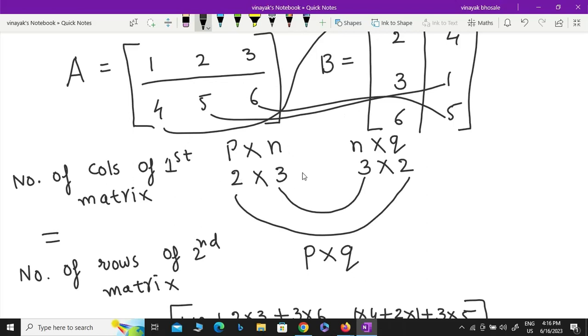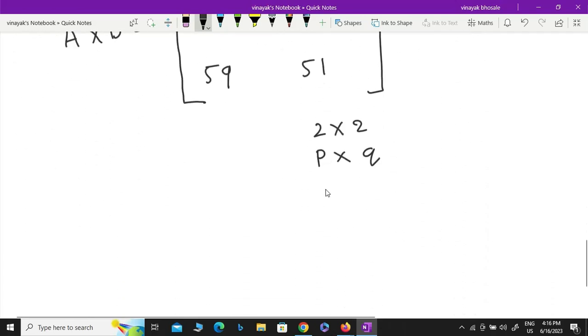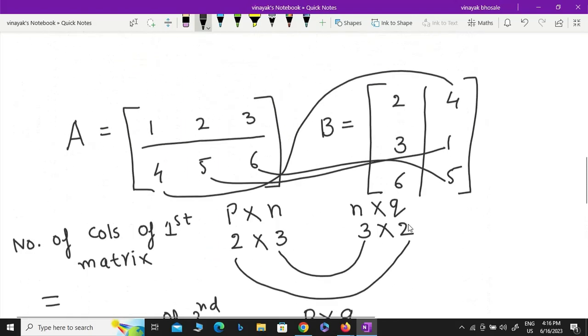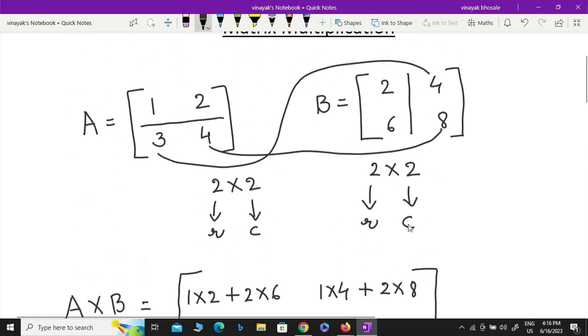Okay, if these two values are different, then we'll not be able to multiply these two matrices, and the dimension of the resultant matrix is going to be P cross Q. Here we saw the dimension of this A multiplied by B matrix is P cross Q. All right, so that's how you multiply two matrices.